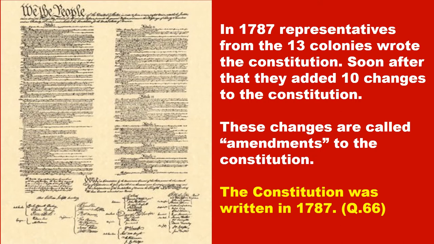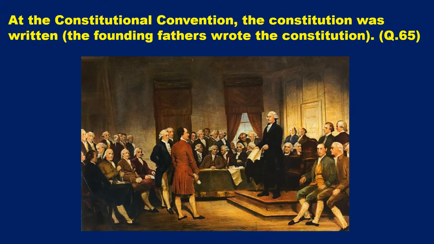In 1787, representatives from the 13 colonies wrote the Constitution. Soon after that, they added 10 changes to the Constitution. These changes are called amendments to the Constitution. The Constitution was written in 1787. At the Constitutional Convention, the Constitution was written. The Founding Fathers wrote the Constitution.